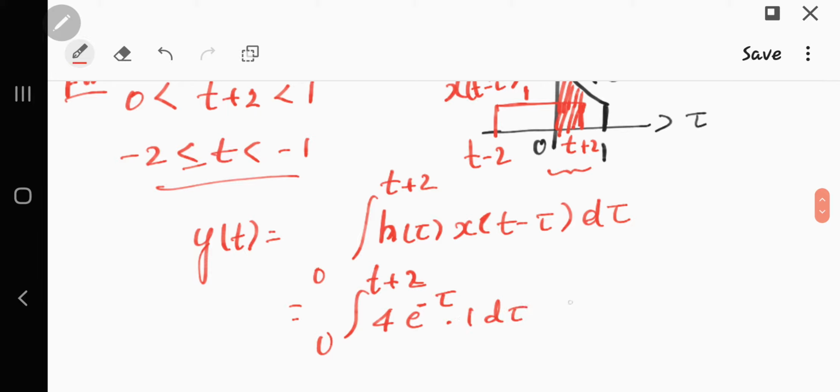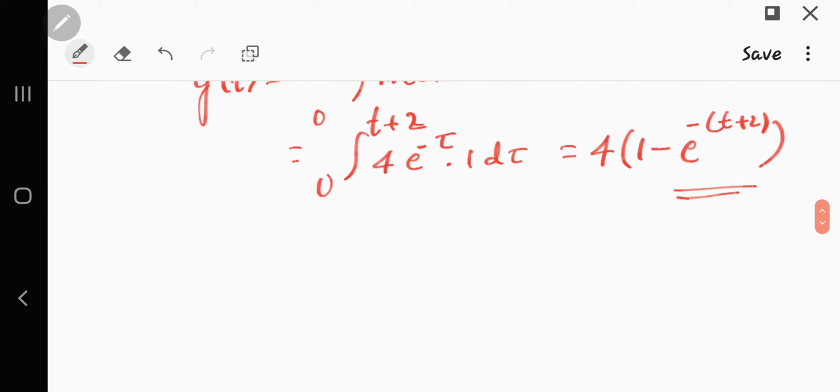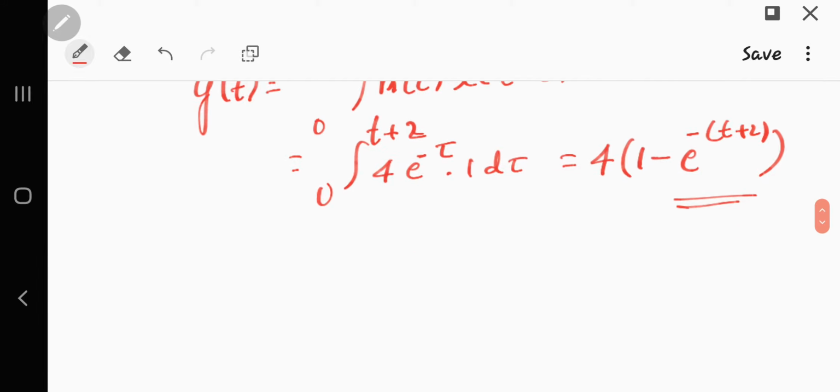Now, if you integrate this and apply the limit, you should get 4 into 1 minus e to the power of minus of t plus 2, something like this. Okay. Next, move on. We move to the next case. I have written the final answer here.